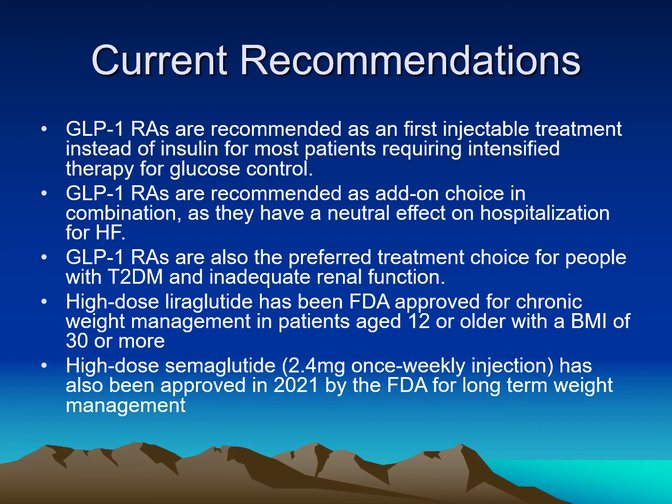High-dose liraglutide is approved for chronic weight management in patients over the age of 12 with a BMI of 30 or more. Therefore, in obesity, liraglutide and oral semaglutide, and injectable semaglutide are also approved for the treatment, that is semaglutide 2.4 milligram once a week for obesity.